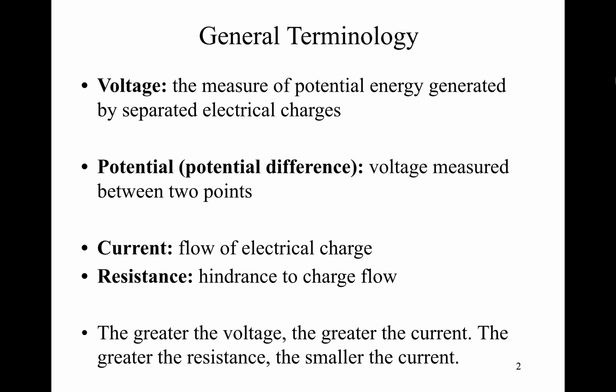In general, the greater the voltage, the greater the current. The greater the resistance, the smaller the current. So in other words, the greater the difference between charges in two locations, the greater the current, or the greater the flow of those electrical ions. The greater the resistance, or the greater the hindrance to charge flow, the smaller the current, or the smaller the flow of electrical charges.